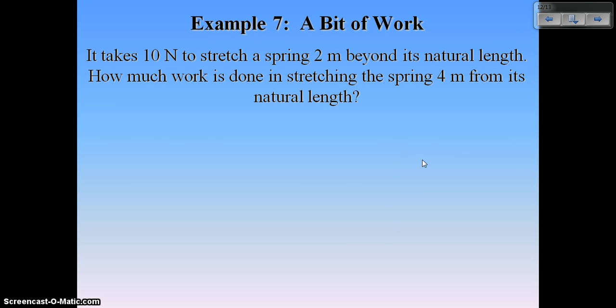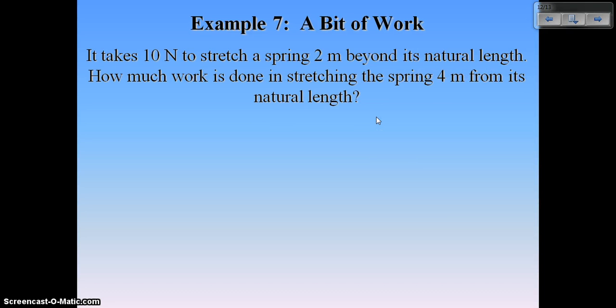So here's our final problem of the day. Very short lesson today. We like that. It takes 10 newtons to stretch a spring 2 meters beyond its natural length. How much work is done in stretching the spring from 4 meters? Stretch it 4 meters from its natural length.